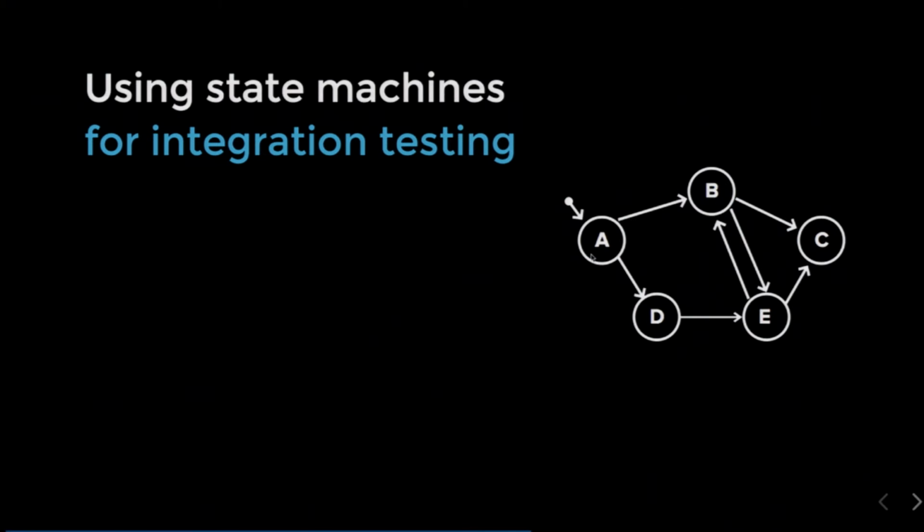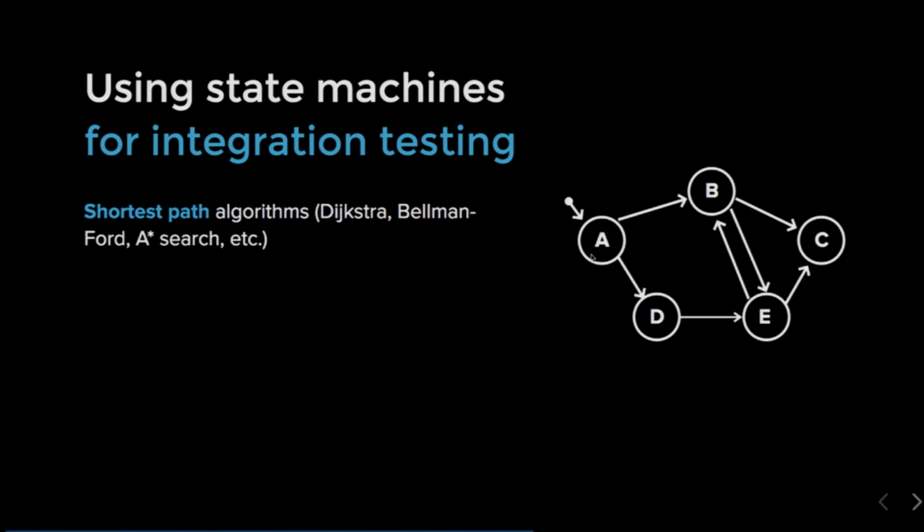We could also use state machines for integration testing. This gets a little bit into graph theory, so bear with me. Over here, we would be using a shortest path algorithm. You could choose your favorite one: Dijkstra. Is he Icelandic? That sounds like an Icelandic name. Bellman-Ford, A* search, any of these algorithms for finding the shortest path.